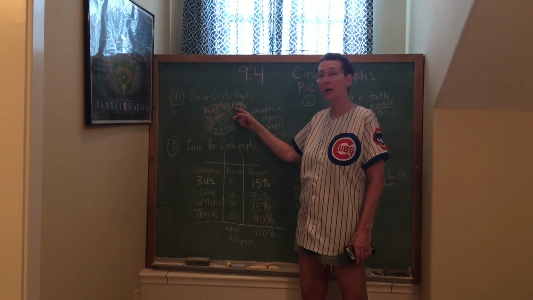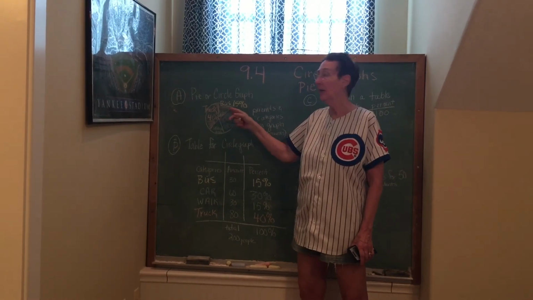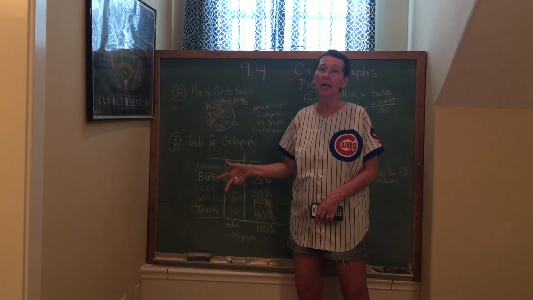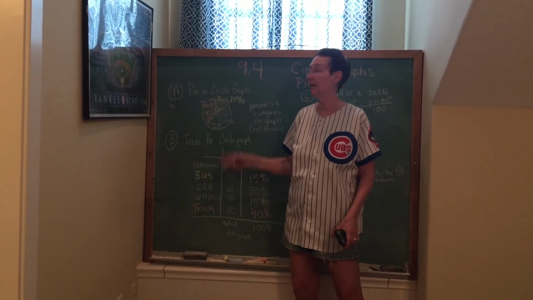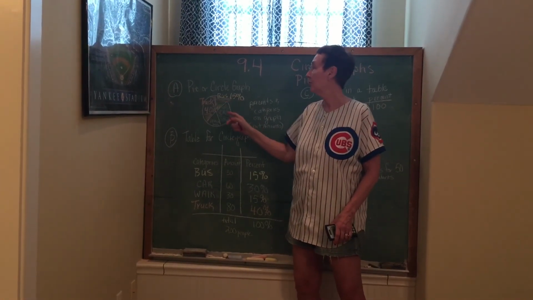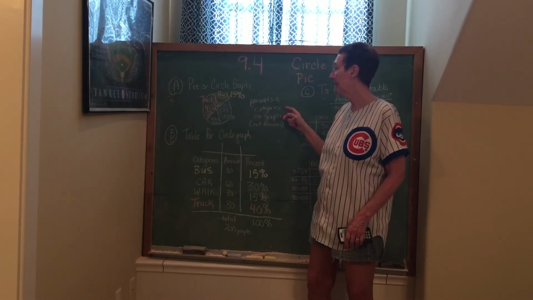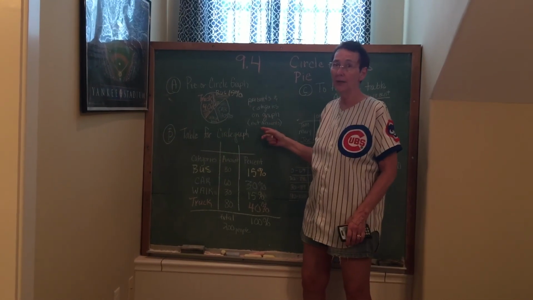And each one of these numbers does not represent 15 people. They represent 15% of all the people that I surveyed did this particular thing. So you need to remember that the percents and the categories are in the graph, not amounts.